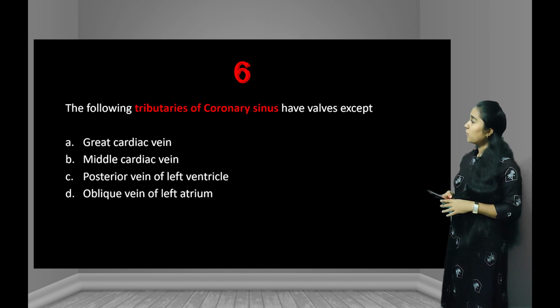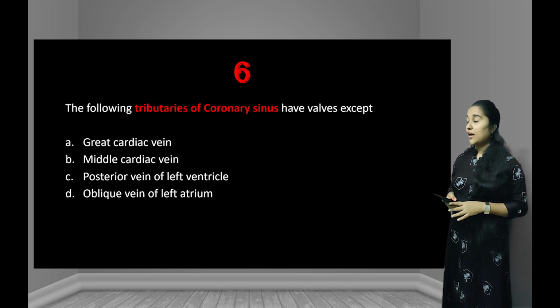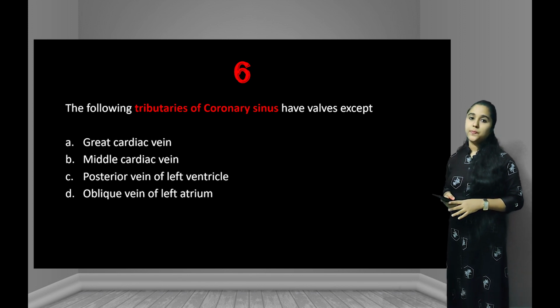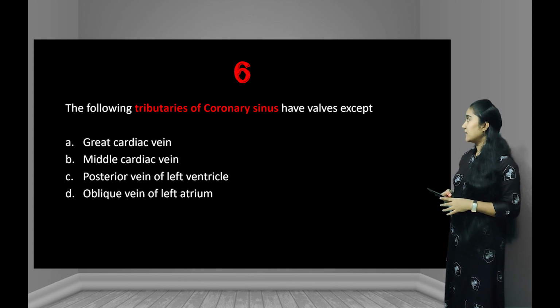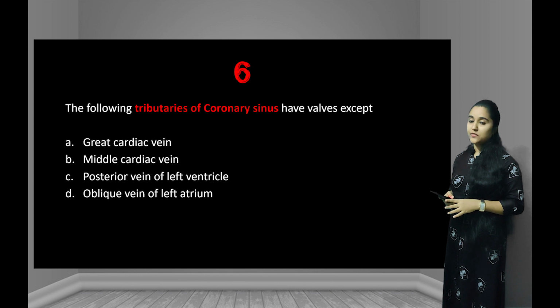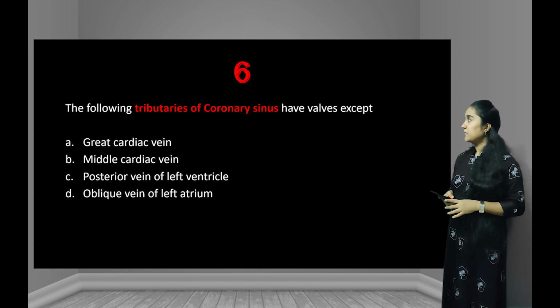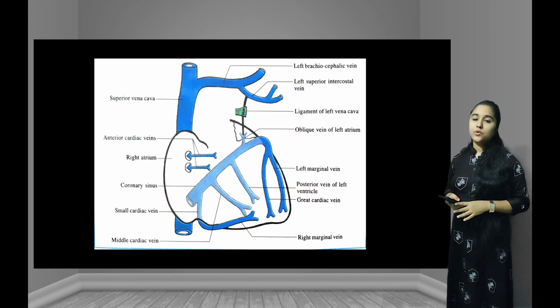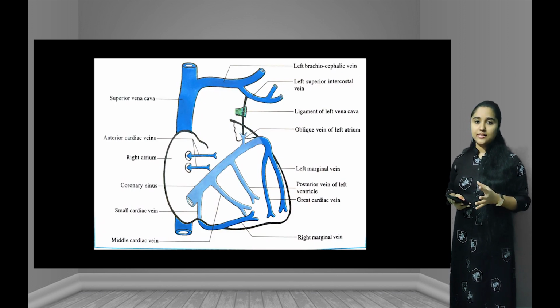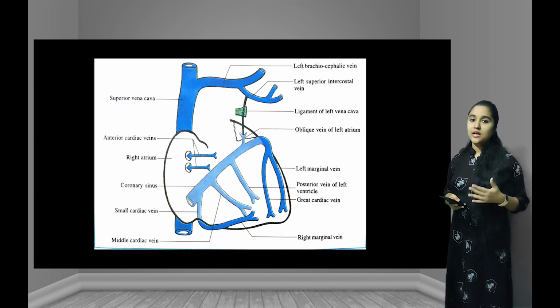Next question. The following tributaries of coronary sinus have valves except. Options are A. Great cardiac vein, B. Middle cardiac vein, C. Posterior vein of left ventricle, and D. Oblique vein of left atrium. So we know the coronary sinus is the main vein of the heart. It has got many tributaries.